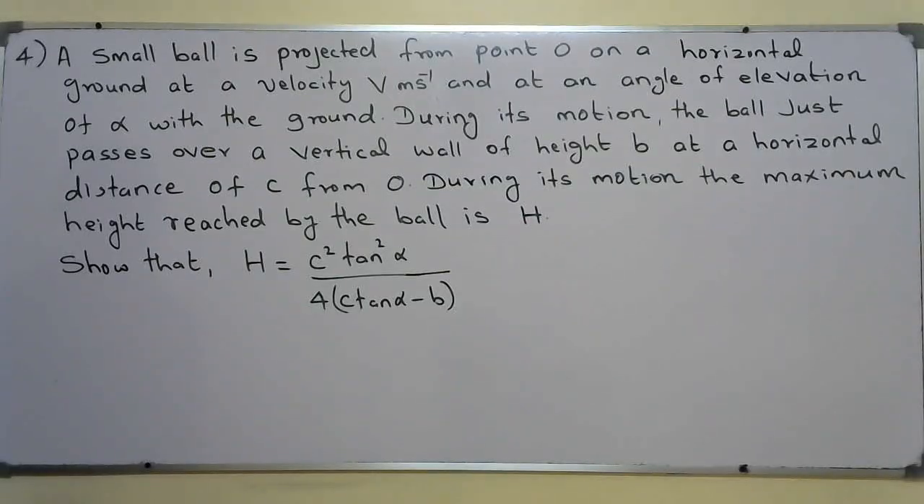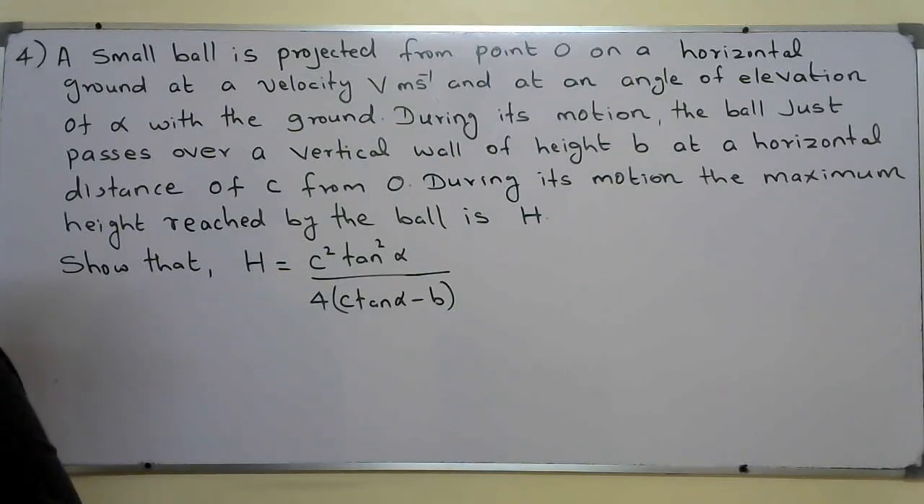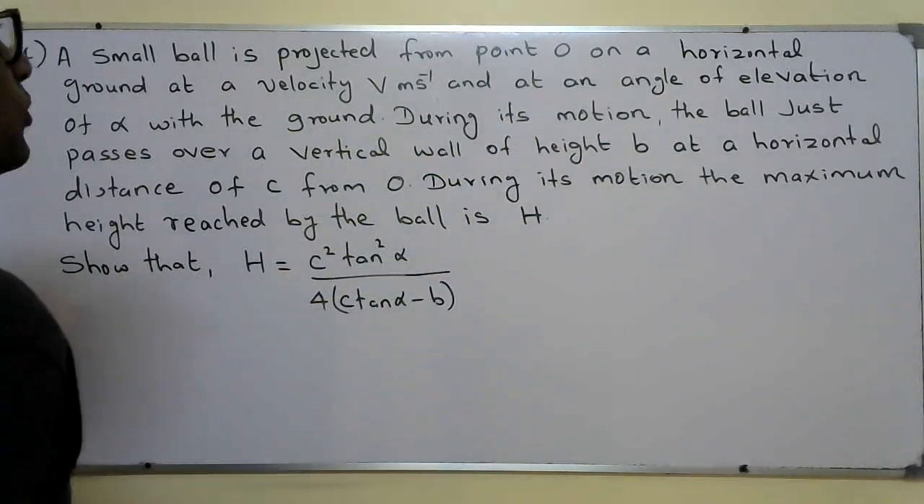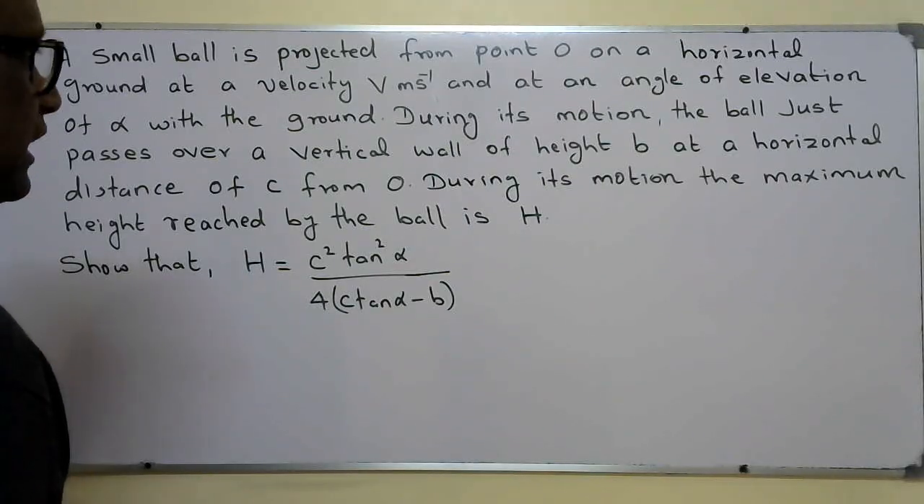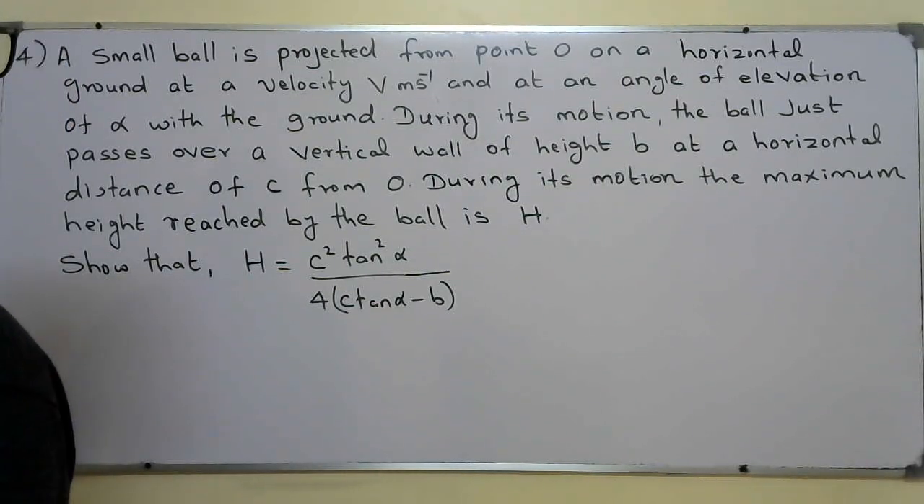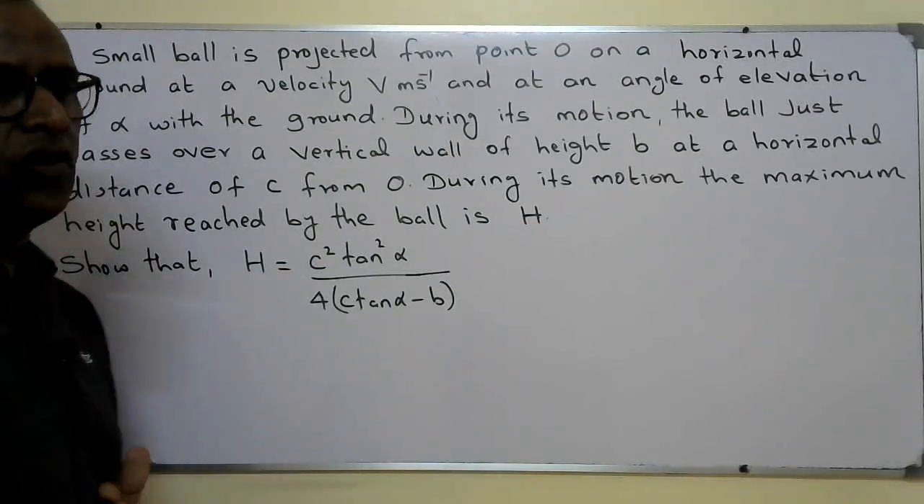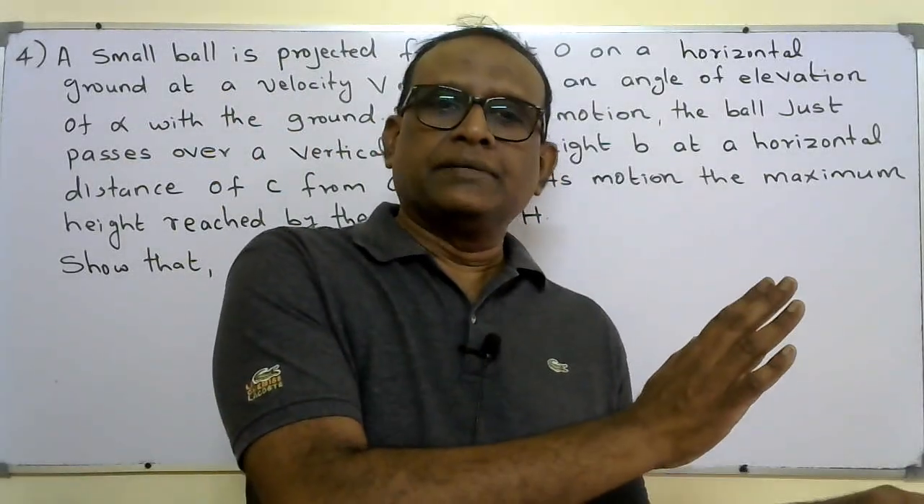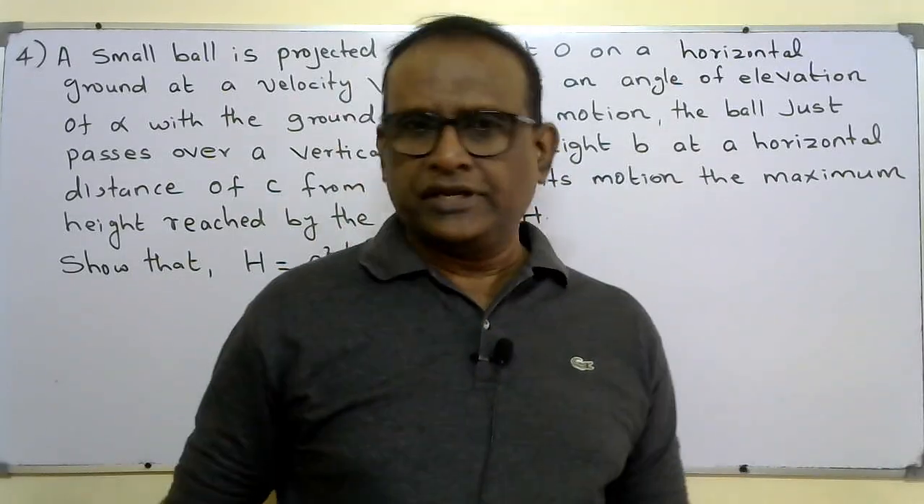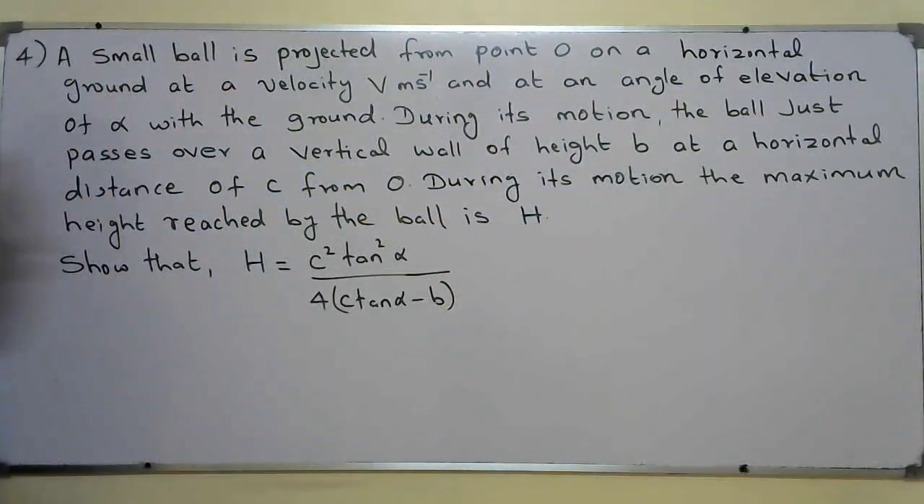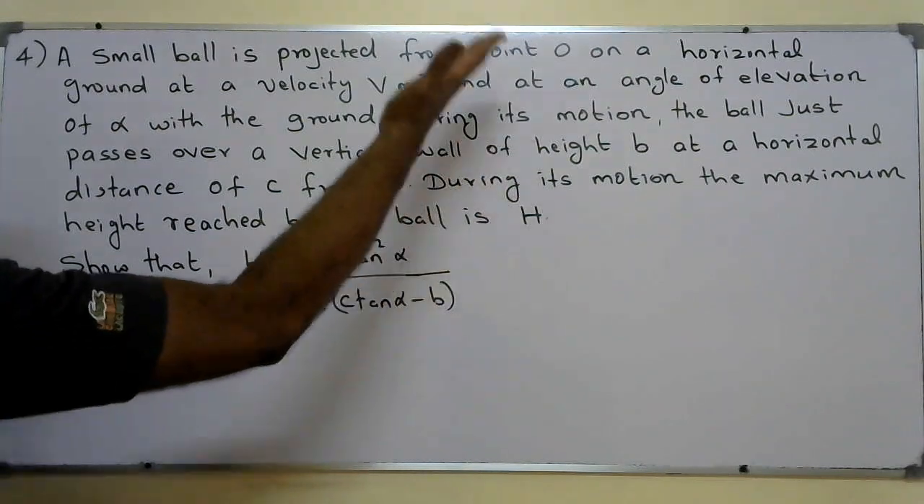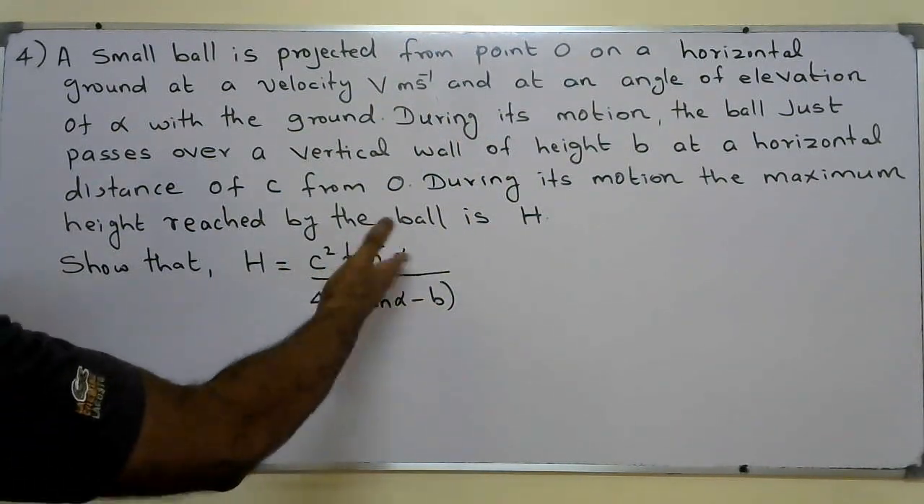Okay, question number 4. A small ball is projected from point O on horizontal ground with a velocity v meters per second at an angle of elevation alpha with the ground. The ground is horizontal anyway. During its motion, the ball just passes over a vertical wall of height b at a horizontal distance of c from O. We don't know if the wall is before or beyond the highest point, but whatever, we can take it, no problem. The maximum height reached by the ball is h above the ground. We have to show this format.